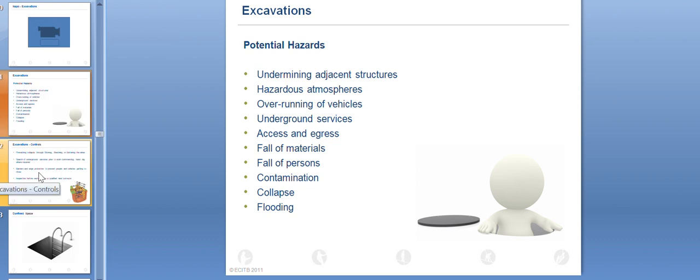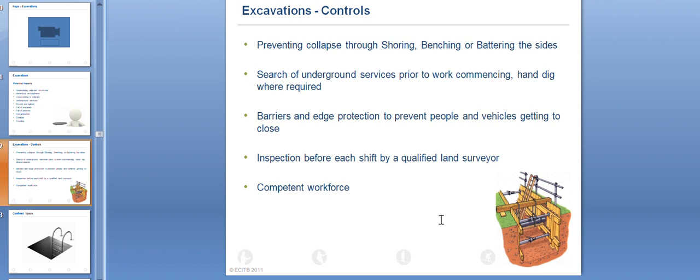So what are the excavation controls? Preventing collapse through shoring, benching or battering of the sides; searching for underground services prior to the work commencing, and hand digging where required; barriers and edge protection to prevent people and vehicles getting too close; inspection before each shift by a qualified person, and a competent workforce, with a competent person for the excavation.